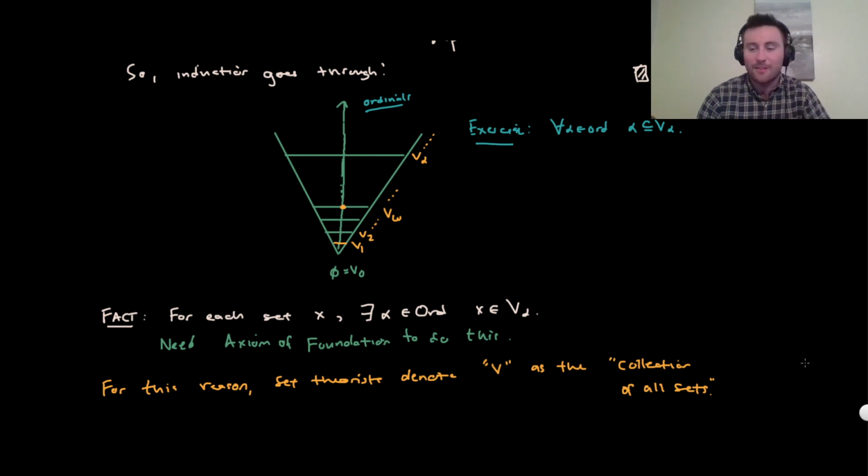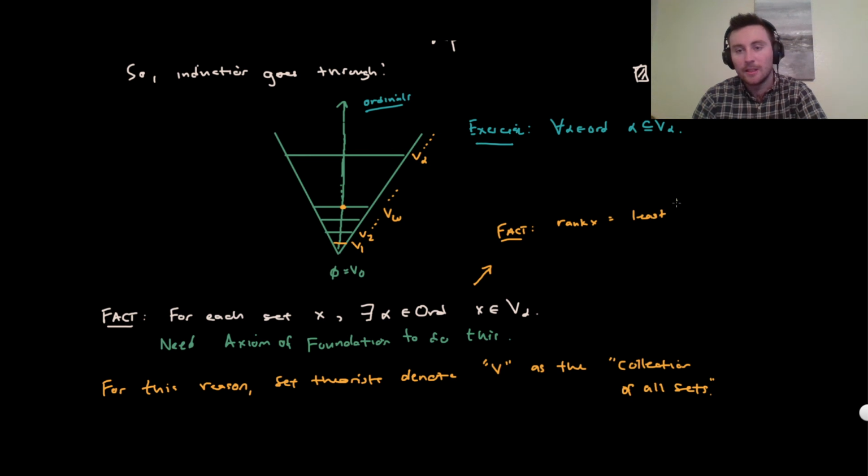Okay, all right. One thing to mention, and we'll revisit all this stuff later: because of this fact, there's something called the rank of a set, which is the least stage in the cumulative hierarchy where all of your elements appear. So another fact: there's something called the rank of a set. And what is it? This is the least alpha such that x is a subset of V alpha. Another way to write this is that x is an element of V alpha plus 1.